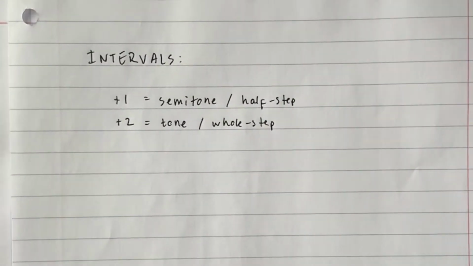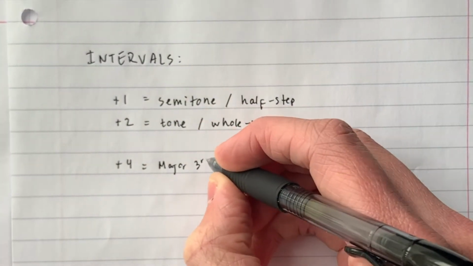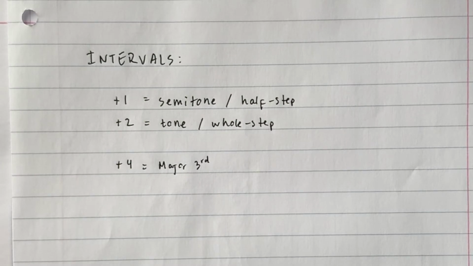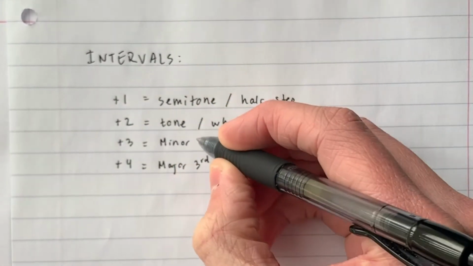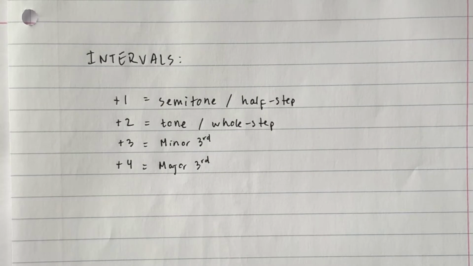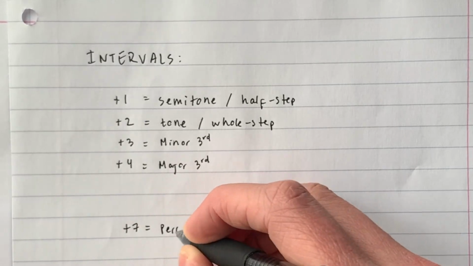The same way that we call the +1 a semitone or a half step, and we call the +2 a tone or a whole step, we call the +4 a major third because it takes you to the third note of the major scale, and we call a +3 a minor third because it takes you to the third note of the minor scale, which is just the major scale looked at from a different angle, and I'll explain that in just a second. Another useful interval to know is the +7, which is called the perfect fifth.